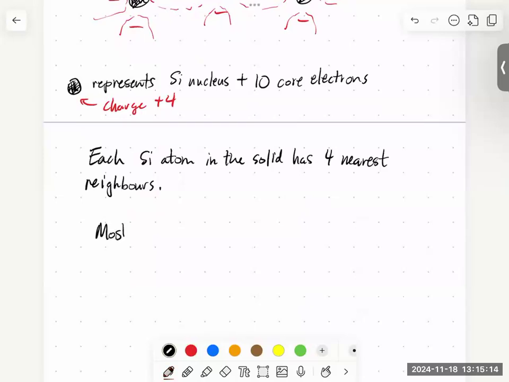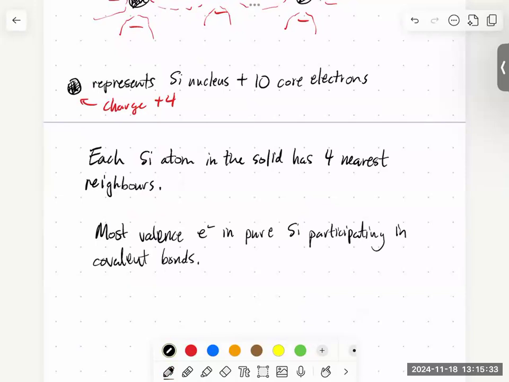So most valence electrons in pure silicon are participating in covalent bonds. And so there's no mobile or free charge available to conduct electricity.